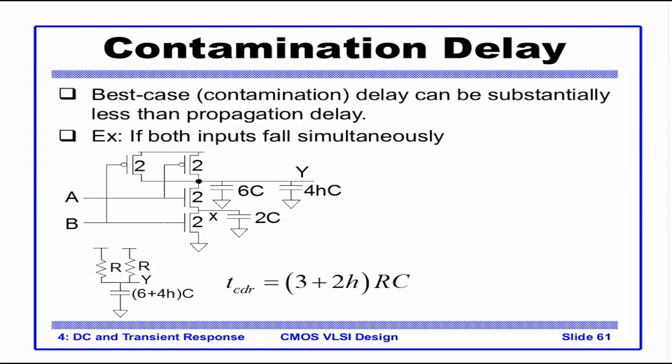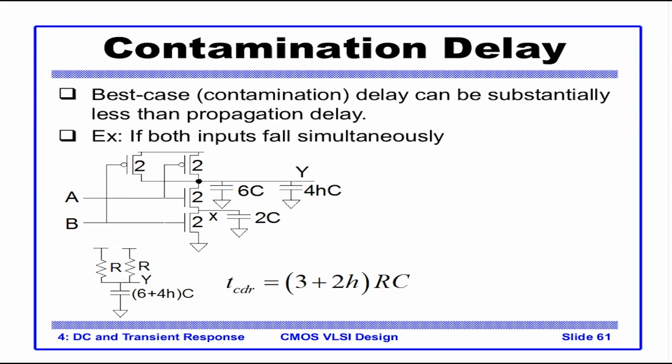The contamination delay. Now, we have been assuming all along during the delay calculation that only, for example, for a 2-input NAND gate, only one of the inputs will fall at one time. Either A will fall and B will remain constant, or B will fall and A will remain constant. The contamination delay refers to the condition where both the inputs are falling simultaneously, and this can be substantially lower than the regular propagation delay, which means that the input will shoot to output quite fast compared to the other two cases.